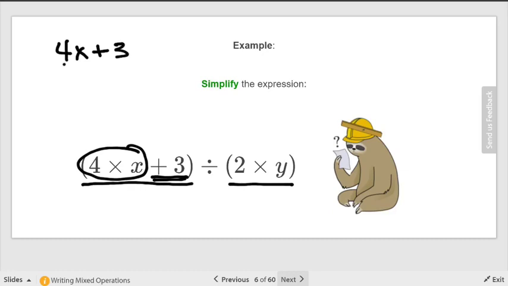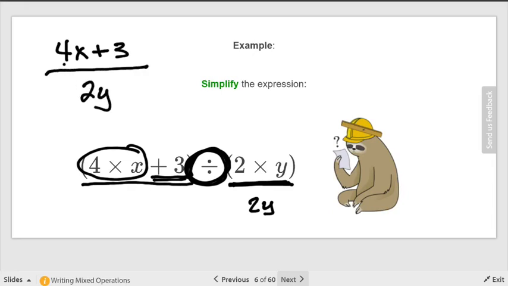Can I add 4x and 3? No, because they are not, what are they called? Like terms. Good. Then I have this 2 times y, which is just going to give me 2y. But what is between those two brackets? Division. And the easiest way to write division is what? As a fraction bar. So the simplest form comes out to be 4x plus 3 over 2y.